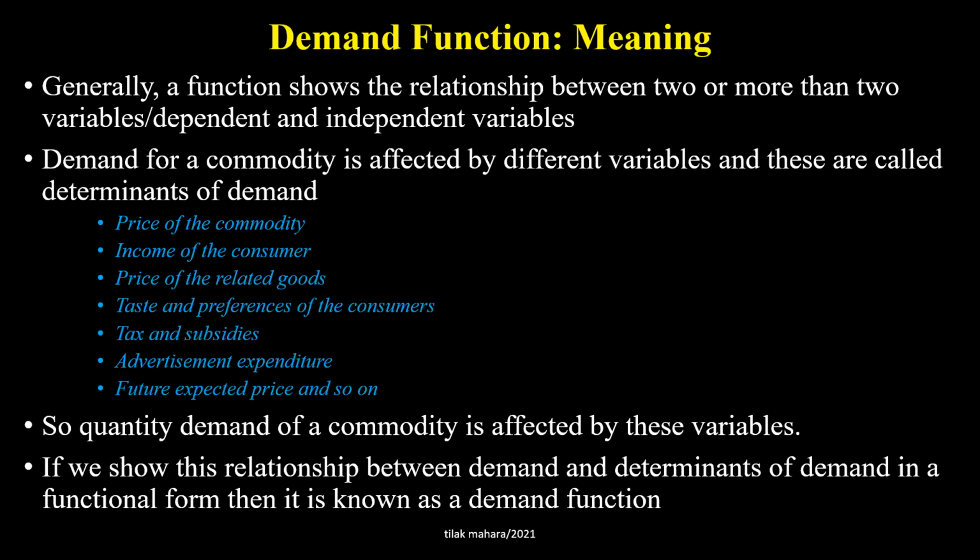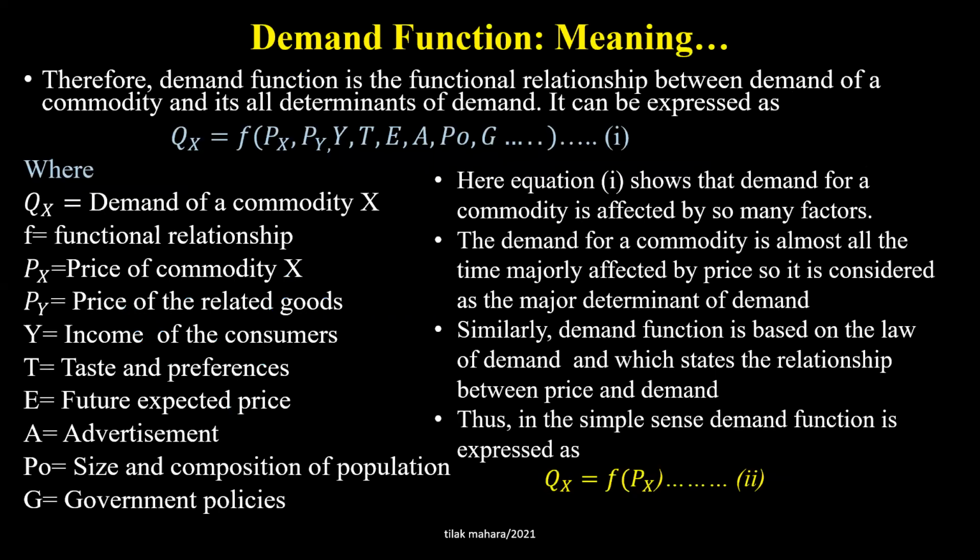Determinants of demand are those factors which directly affect quantity demand of the commodity. So quantity demand of a commodity is affected by these different factors, and these factors are considered as independent variables since demand of the commodity is directly based on values of these different factors. So if we show such relationship between demand and all the determinants of demand in a functional form, then it is called a demand function.